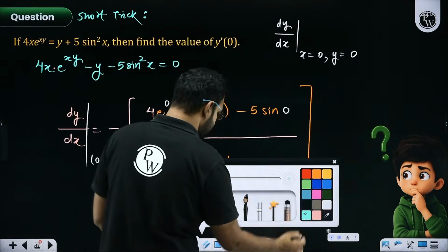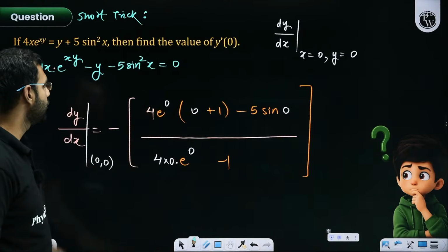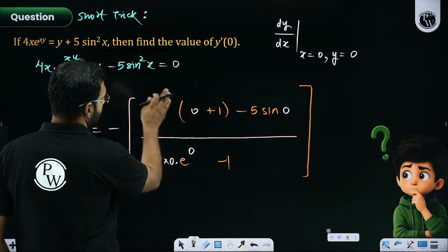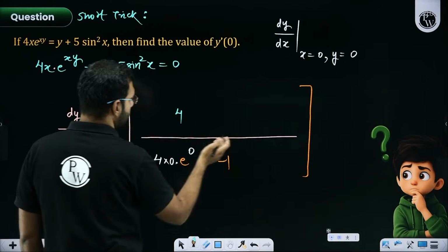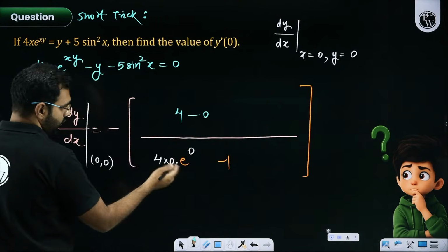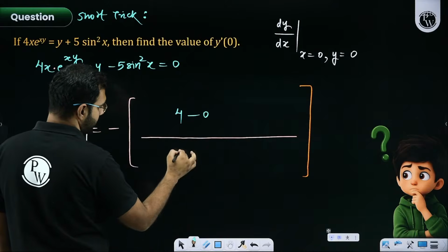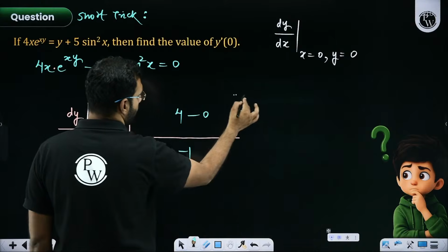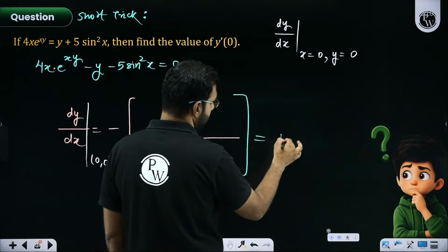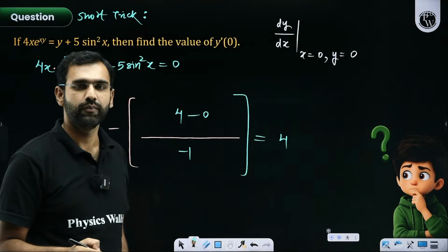So let's quickly get it done, everybody. e to the power 0 is what? 1. So this gives you finally a 4. This is 5 into sine 0, which is 0. So this is 0. This is 4 into anything is 0 upon minus 1. And there is a minus sign already outside. So minus 4 negative will be 4. And I think some of you have written this as the answer.